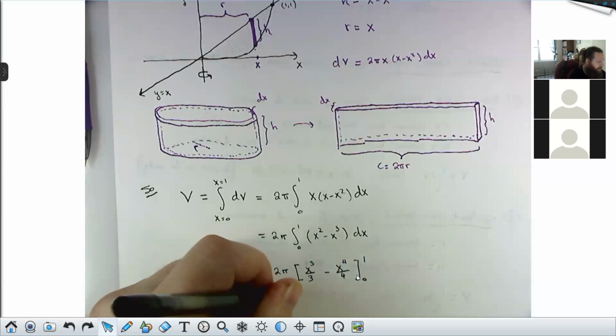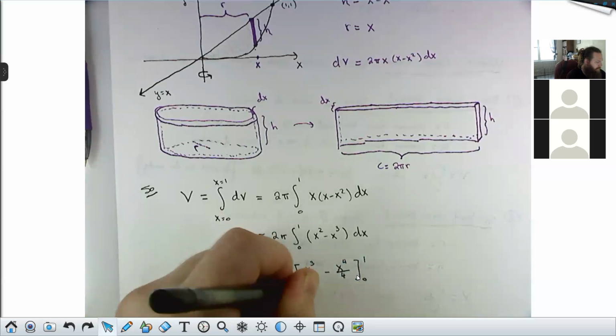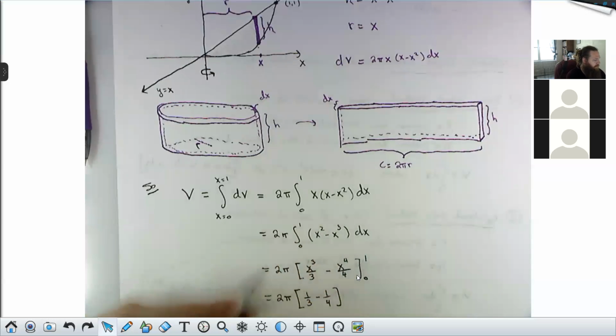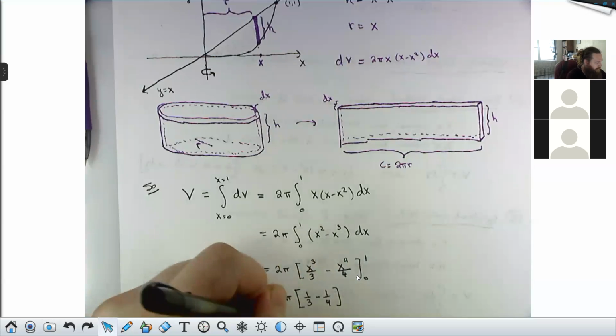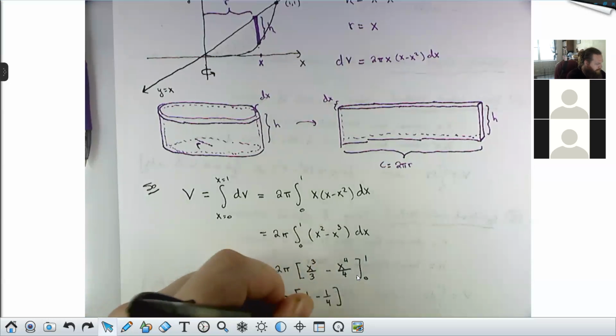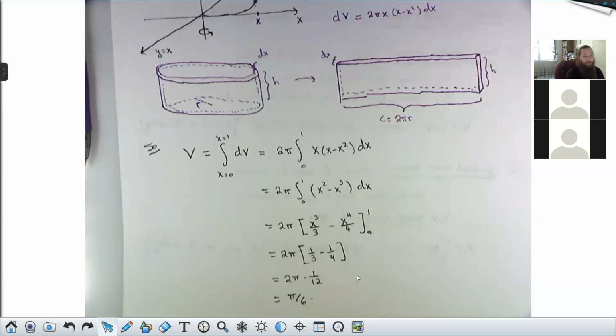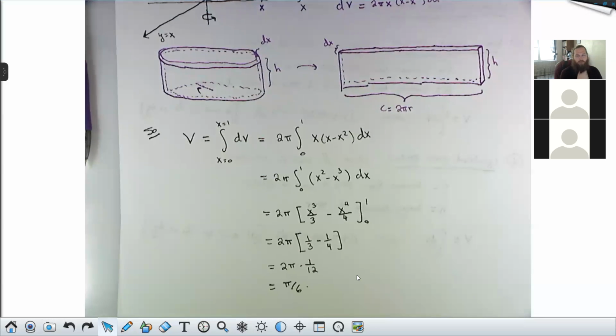So this is 2 pi times 1/3 minus 1/4. The common denominator there is 12, so that's 4 minus 3, or 1/12. So it's 2 pi times 1/12, which is pi over 6. So that's the volume of the whole solid. Any questions on the computation, the integral?